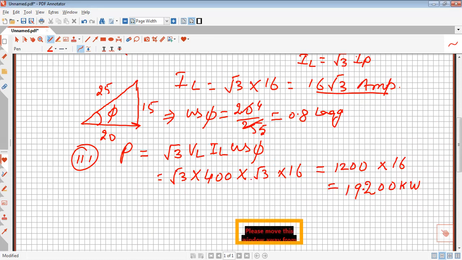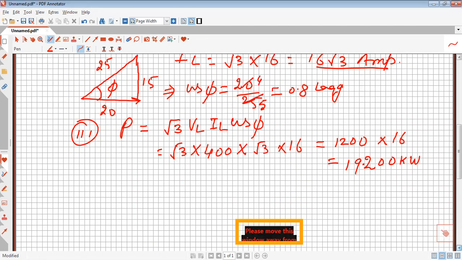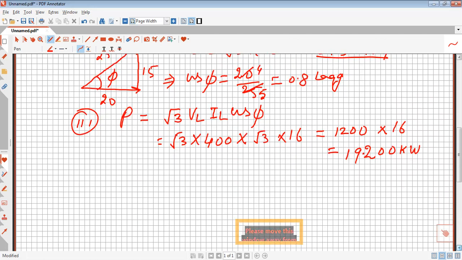So this is for delta connection, and for delta connection our power is this much. Now we can find out the power by using the relation. This relation has been discussed here. Now we will see another problem based on the delta star, based on the star.